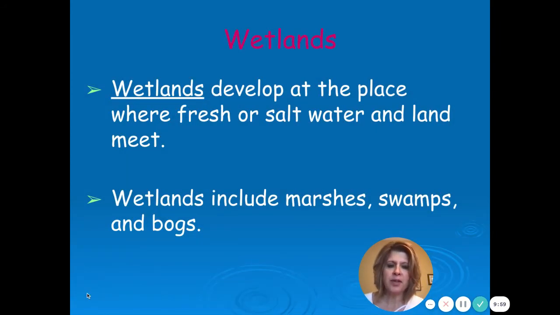The third type of ocean ecosystem we're going to talk about is that of wetlands. Wetlands are developed where fresh water or salt water meets land, things like marshes, swamps, or bogs. In the south, we normally call them marshes and swamps. In the north, we call them bogs.